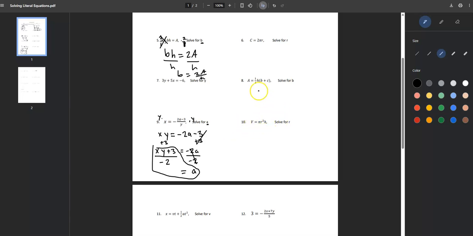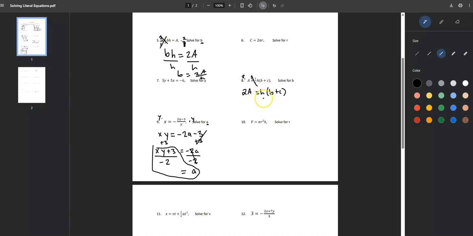Let's look at one where you have parentheses. So let's look at this number 8 here. Again, I'm trying to get b, which is inside this parentheses. So I'm going to move everything on the outside of the parentheses first because I can't combine anything inside the parentheses. I can't combine the b and c. So I'm going to get rid of the 1/2. I'm going to times by 2 over 1. That will get rid of that. So again, what I do to one side, I have to do the other side. So this will give me 2a equals h, and then b plus c inside my parentheses.